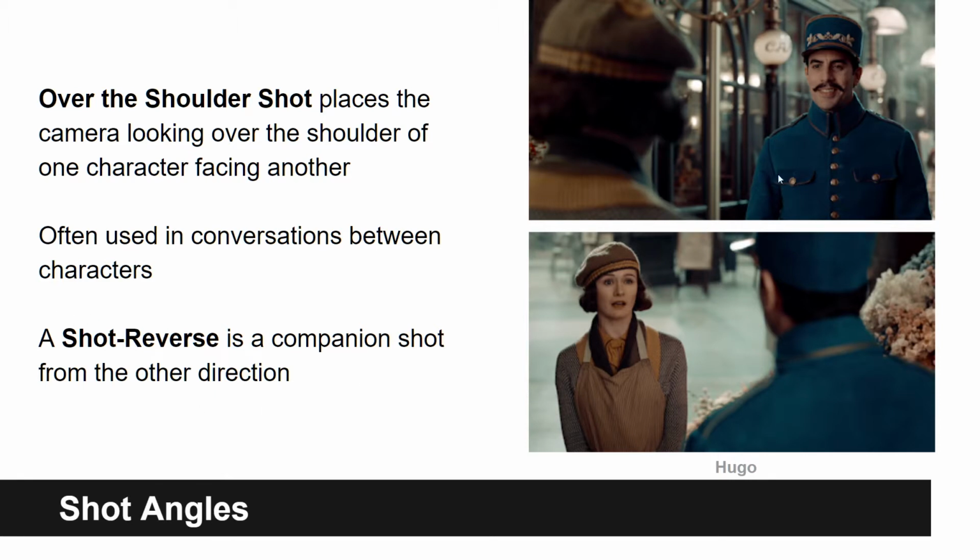These shots are usually paired with something called a shot reverse. A shot reverse is the companion shot looking from the other direction, right? So usually if I'm this woman talking to Sacha Baron Cohen, and then it's her turn to have a dialogue and I want to see it from Sacha Baron Cohen's point of view, then this would be the over the shoulder shot, and then the shot reverse would be the paired shot that comes after it.